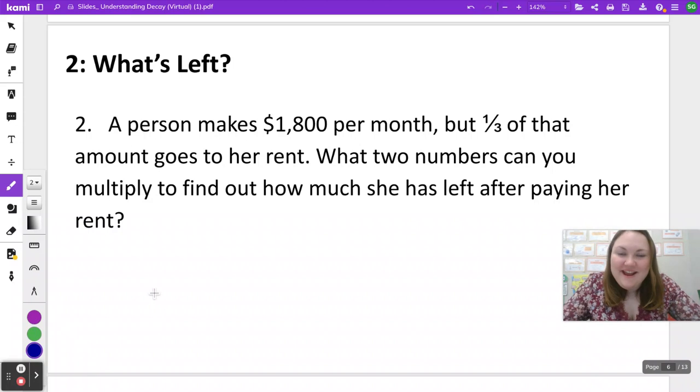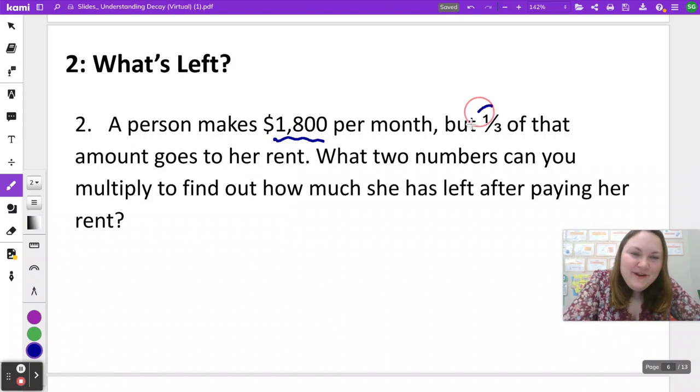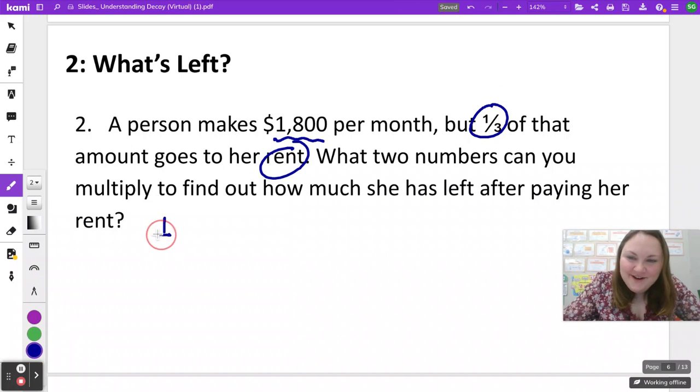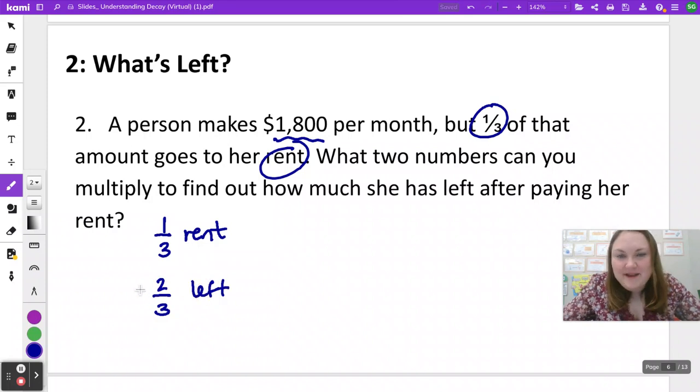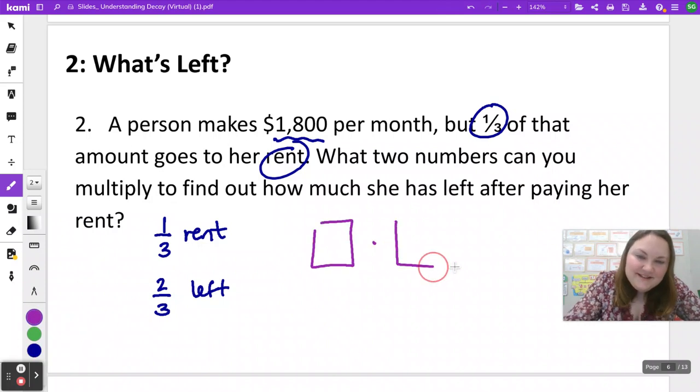All right, so this time we have a person who makes $1,800 per month, and we are told 1/3 of that goes towards her rent. So I'm taking some quick notes here. 1/3 of that money is her rent, which means 2/3 must be the money that is left after she pays her rent. So for my question, which two numbers can you multiply to find out how much she has left after paying her rent? I'm looking for what two things can we multiply to find how much she has left.